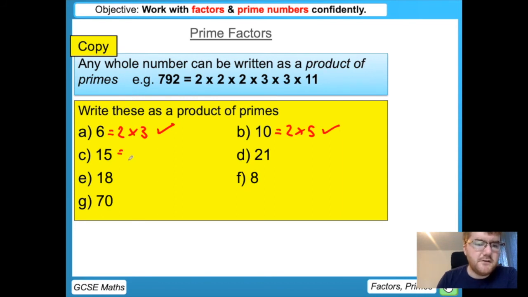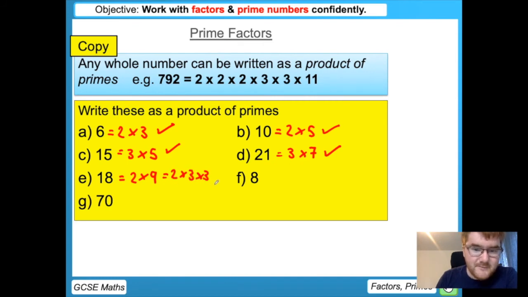15 is equal to 3 times 5. Are they prime? Yes, they are. 21 is 3 times 7. Are they prime? Yes, they are. 18 is equal to 2 times 9. Is this prime? No, it isn't. Aha, little trick, because 9 is the same as 3 times 3. Okay, being sneaky. 8 is equal to 2 times 4.